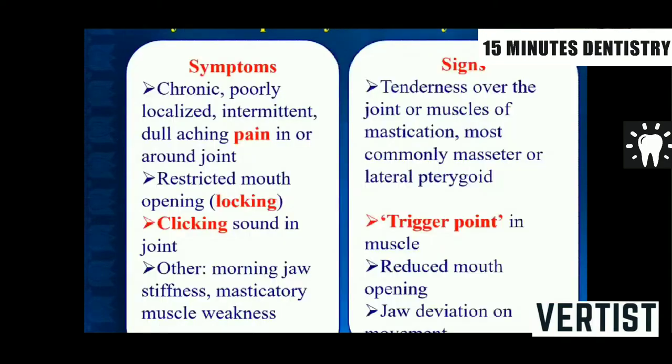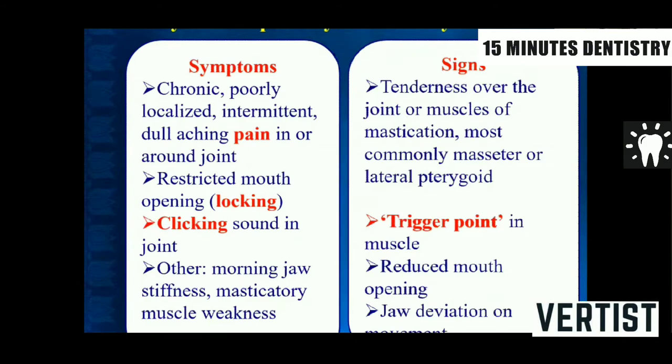Okay. So what are the symptoms? Chronic, poorly localized intermittent, dull aching pain, restricted mouth opening, clicking sound is present. Patient might also complain of morning jaw stiffness and weakness of the masticatory muscles. So what are the signs? Tenderness over the joint or muscles of mastication. The most commonly involved muscles of mastication are masseter or lateral pterygoid. Characteristically, there is presence of trigger point in muscles. There is reduced mouth opening, and there could be jaw deviation or movement.